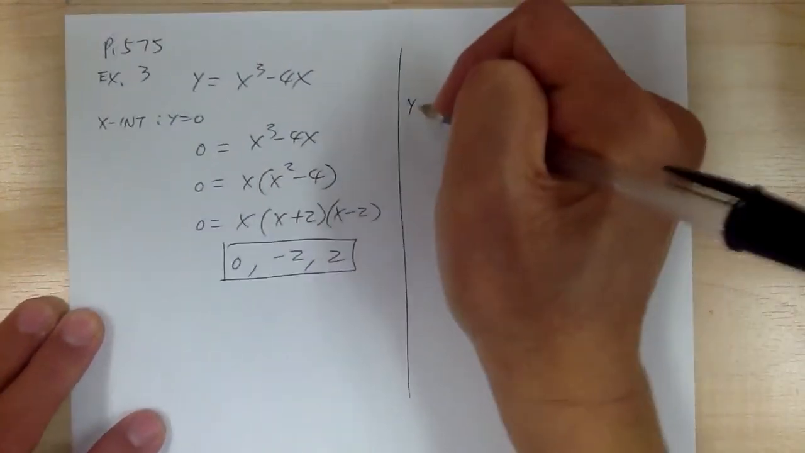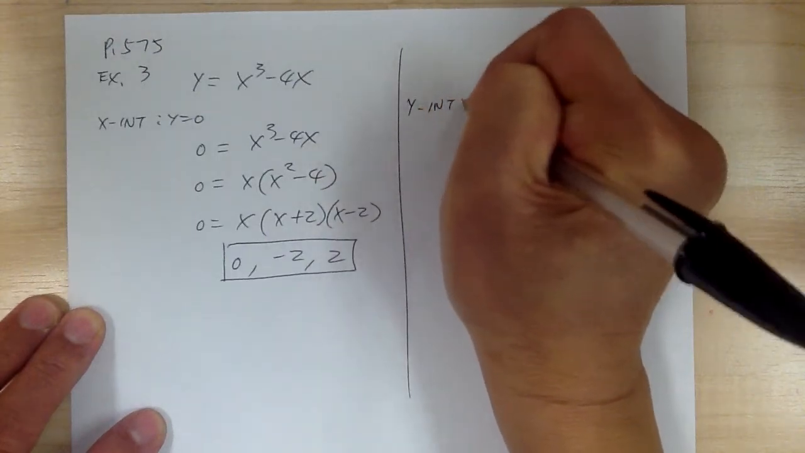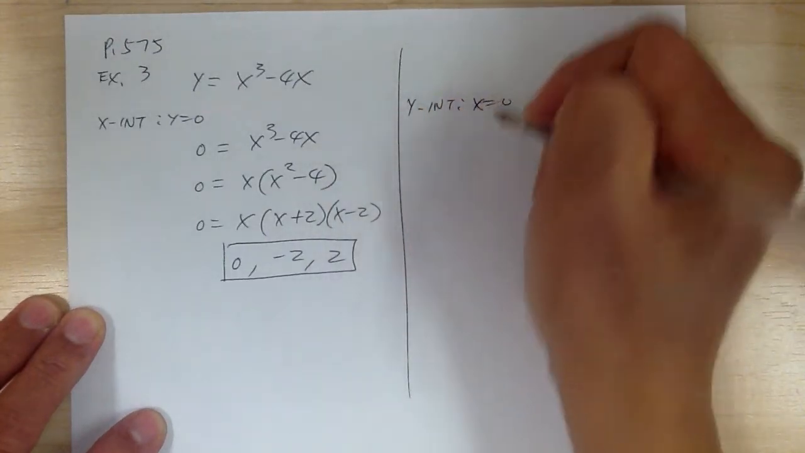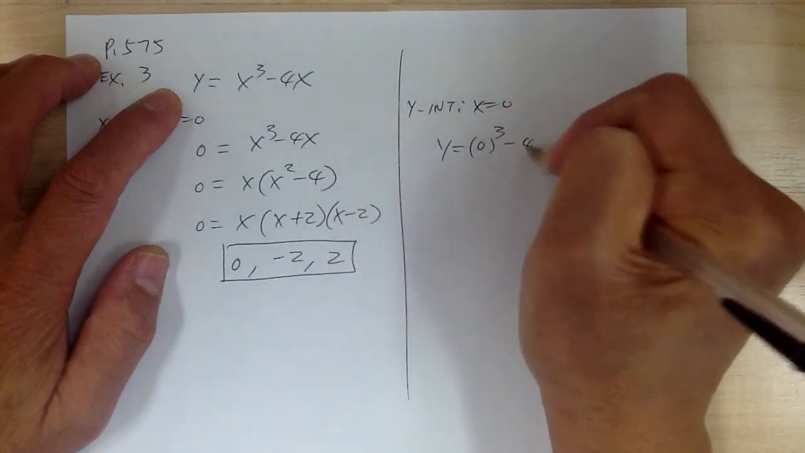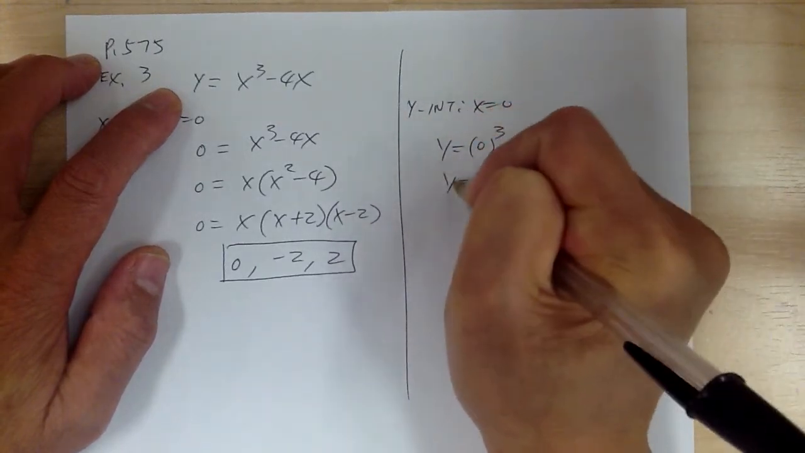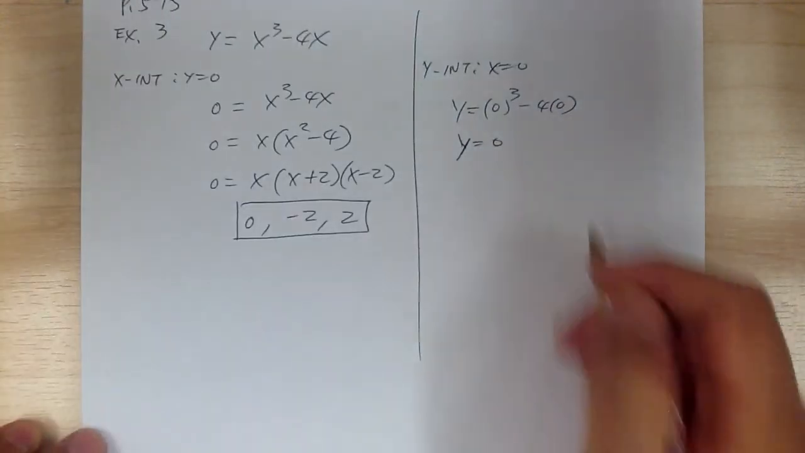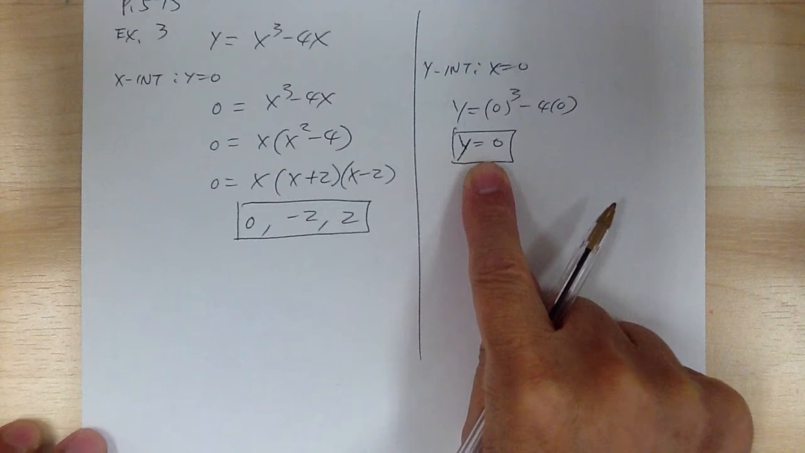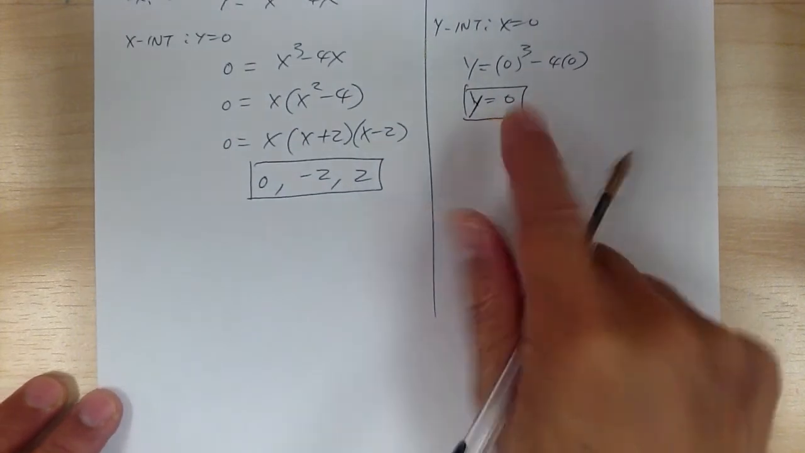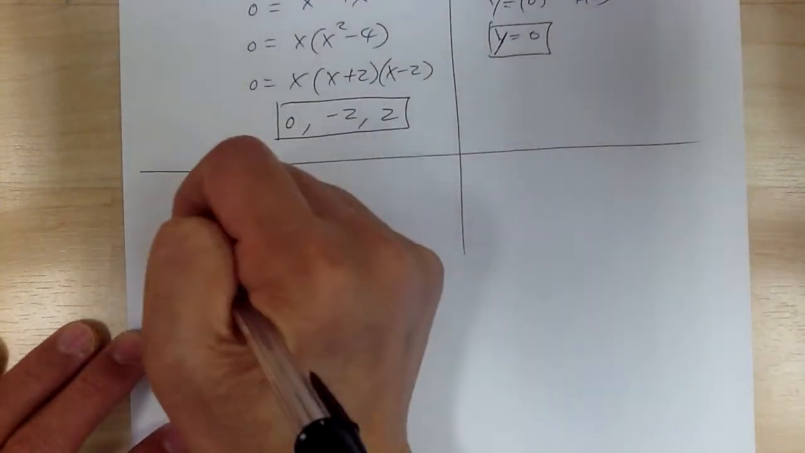Okay, now you're looking for the y-intercept. That is when x equal to 0. So you're going to get y equal to 0 to the 3 power minus 4 times 0. So y equal to 0. Okay, so that's your y-intercept. The next part is you have to graph. To graph, you need to make a table, right?